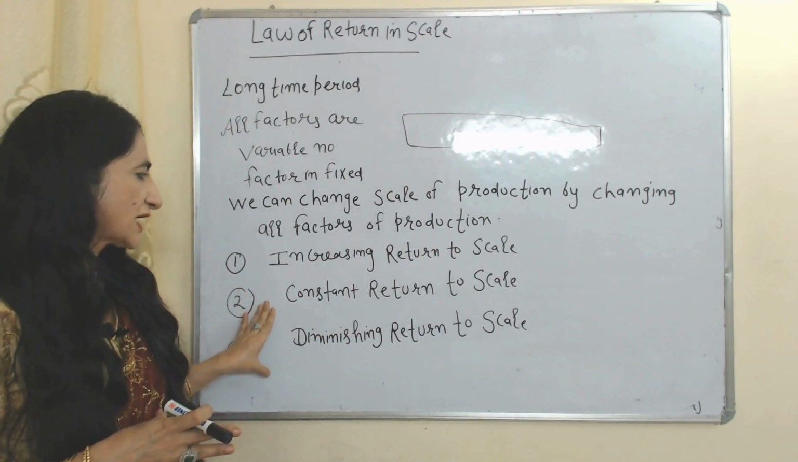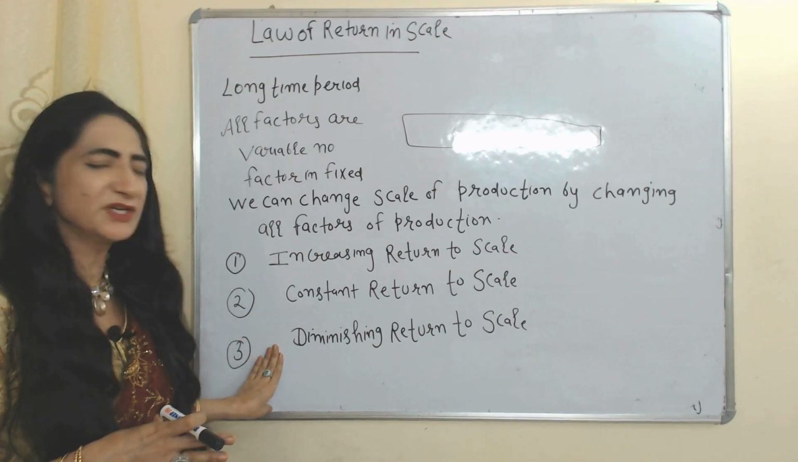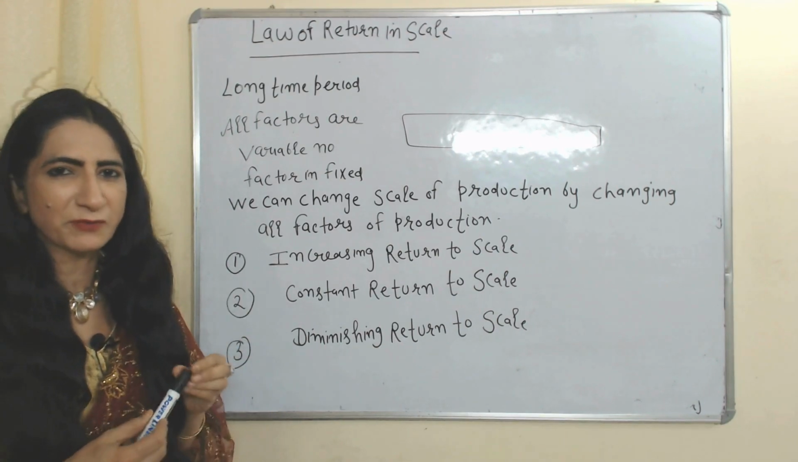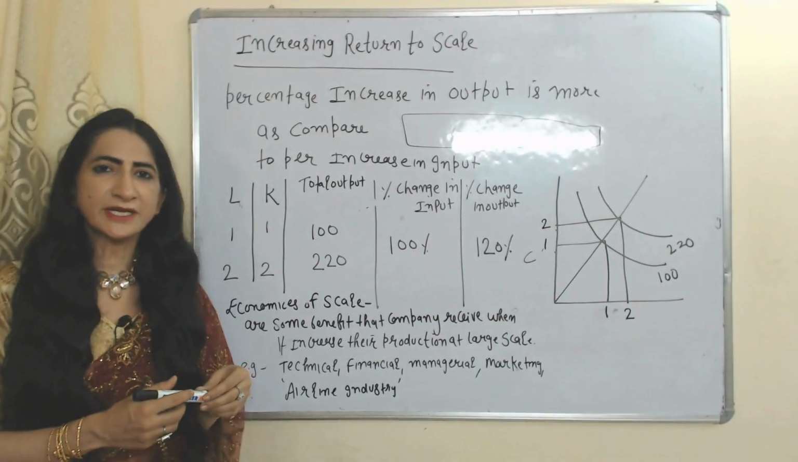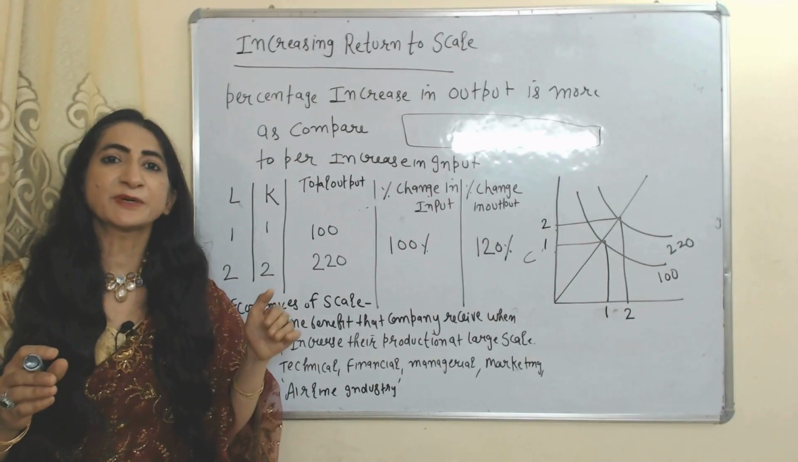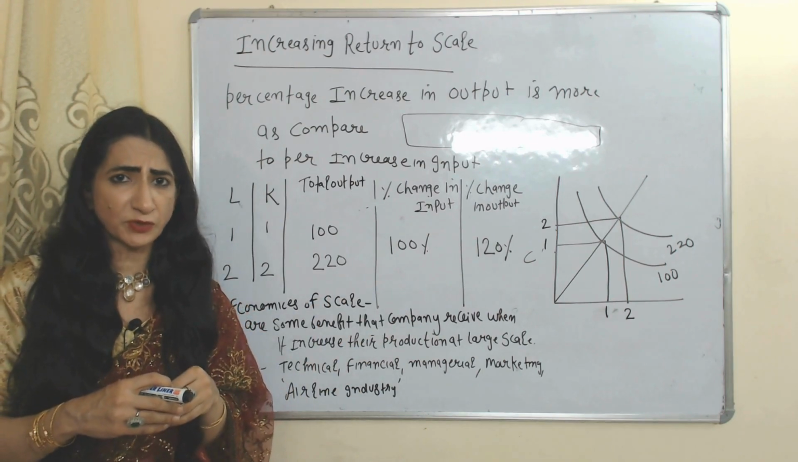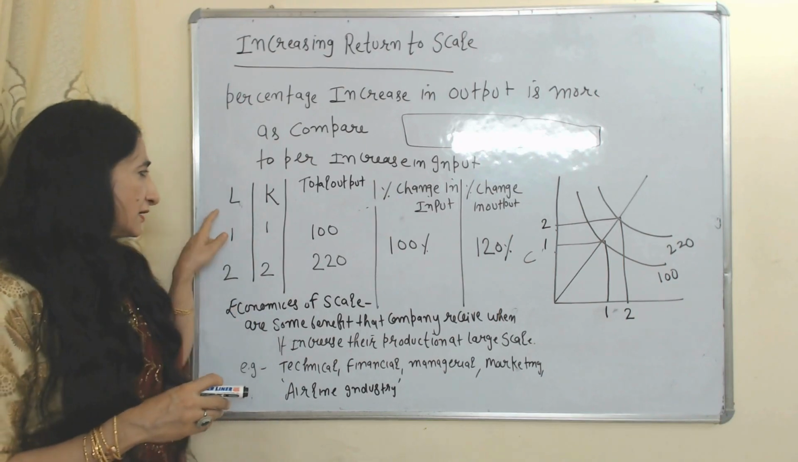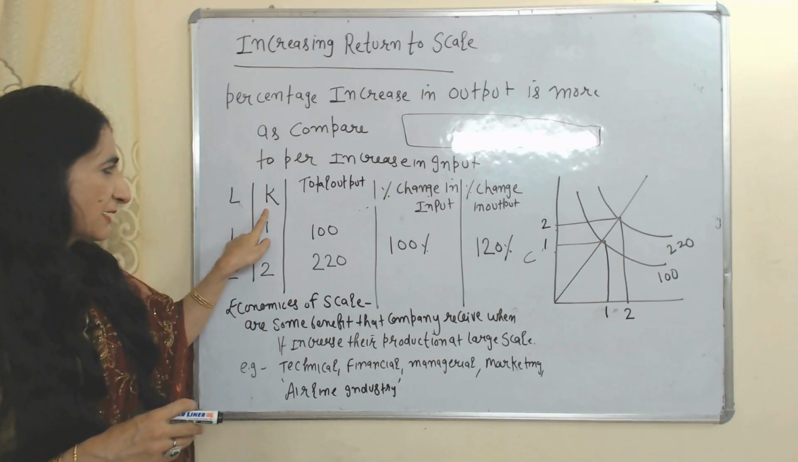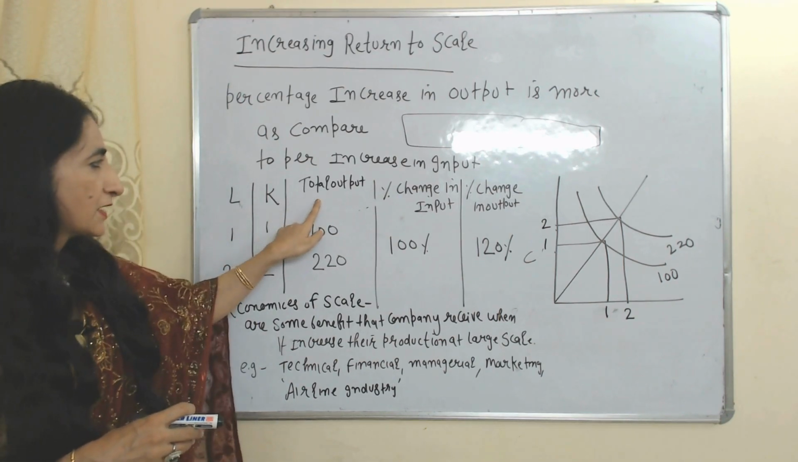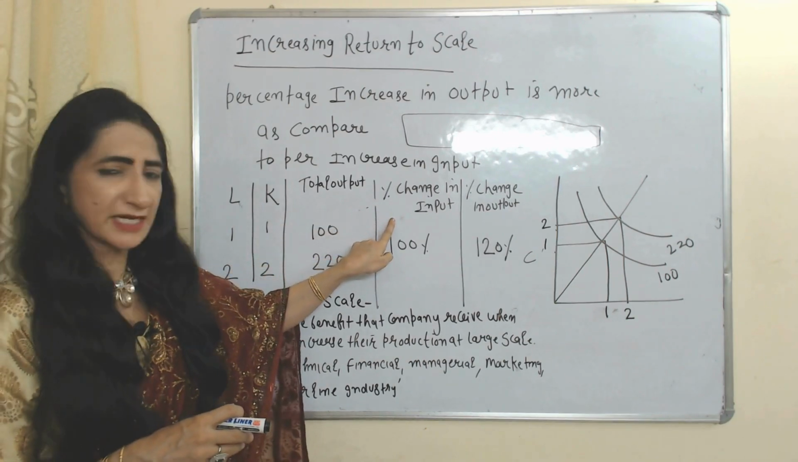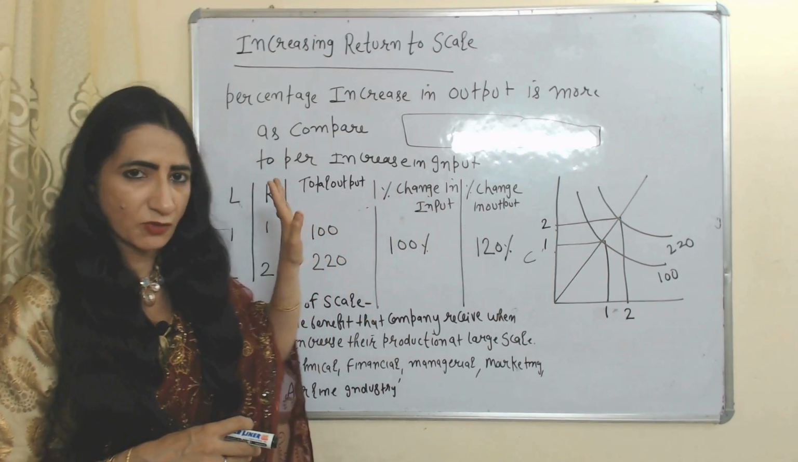Increasing returns to scale, constant returns to scale, and diminishing returns to scale. One by one we will discuss each. First is increasing returns to scale. That means the percentage increase in output is more as compared to the percentage increase in input. Labor and capital are our inputs. Here we have total output, percentage change in input, percentage change in output.